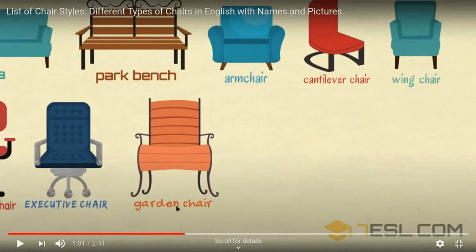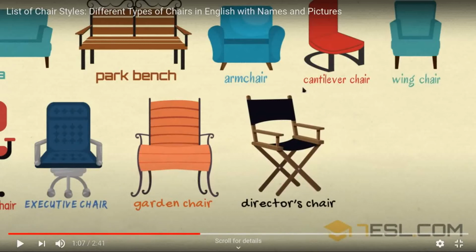However, in American English, the word garden refers to the place where you grow flowers or food. So we wouldn't put a chair in the garden. We put a chair in the yard. Now we wouldn't call it a yard chair. I'll get to that in just a second.